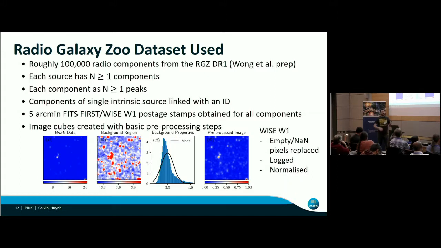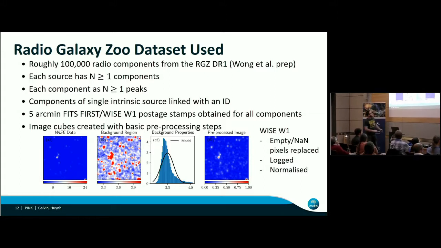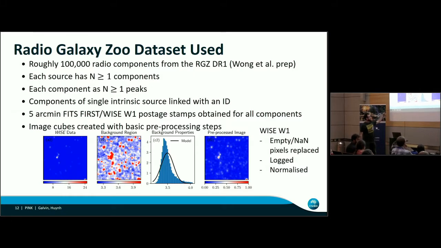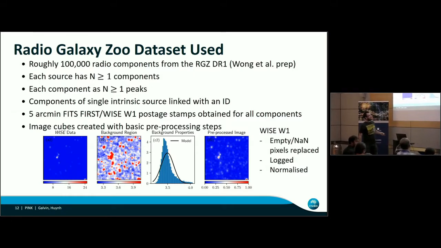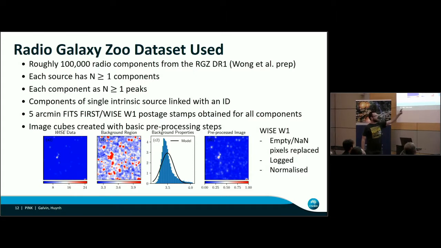I then went and downloaded WISE images of the same position. Thankfully, the resolutions were fairly well matched, but there was a slight derotation I had to do to align the pixels correctly in terms of position. And we performed a similar process, but importantly, we didn't apply the background clipping. I'm not an infrared expert by any stretch, but I understand the sensors are more independent in that sense, so there is far less correlation among pixels. So really all we did there was replace empty or NaN pixels. We then logged and normalized the data.